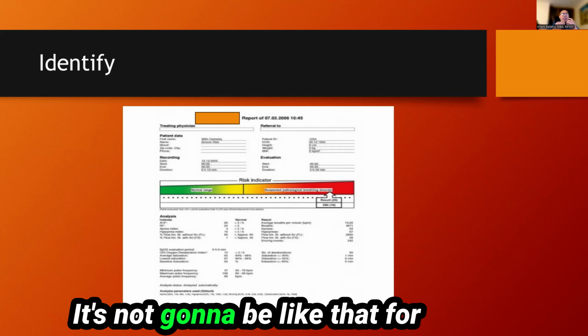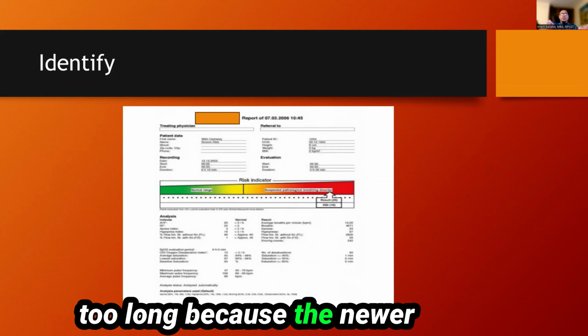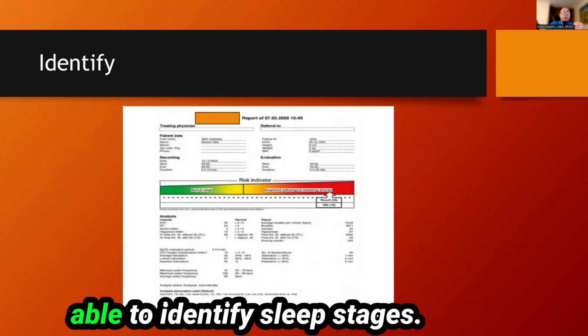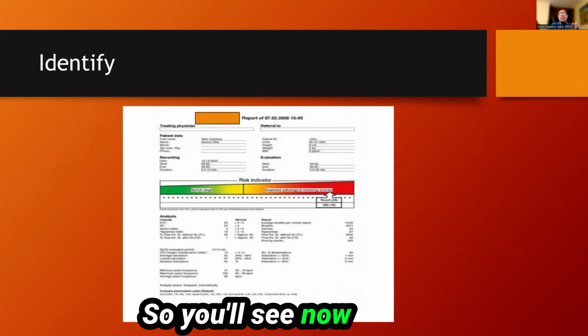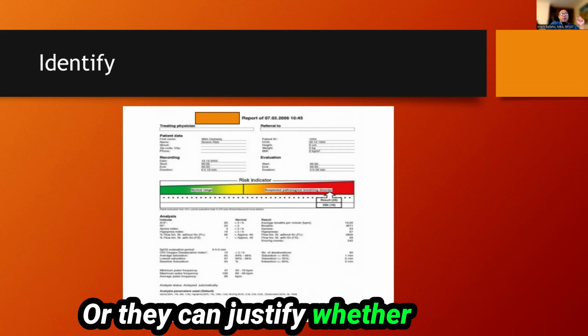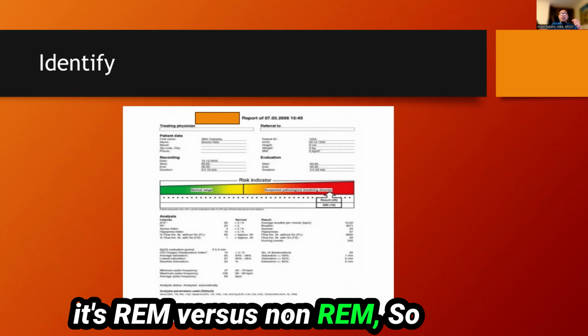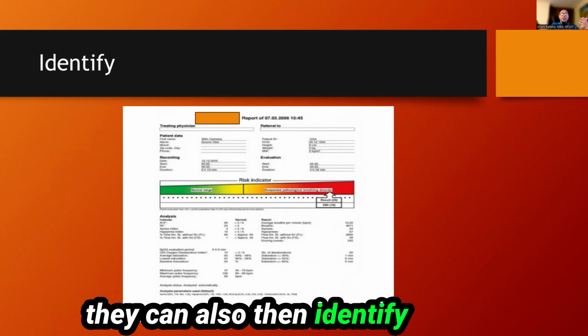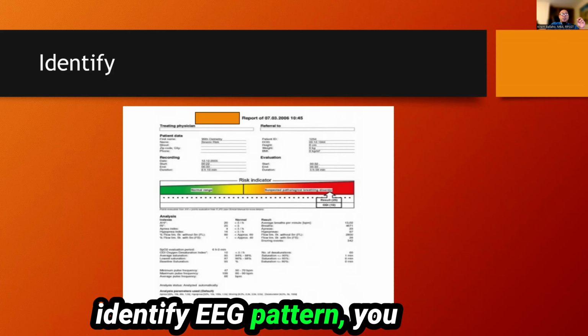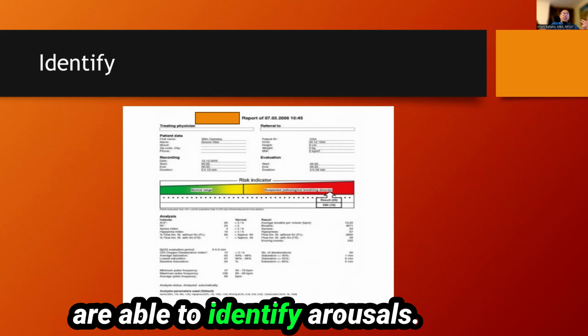However, it's not going to be like that for too long because the newer home sleep testing devices are now able to identify sleep stages. So you will see now N1, N2, N3, REM, or they can justify whether it's REM versus non-REM. So they can also then identify arousals, because if you can identify EEG pattern, you are able to identify arousals.